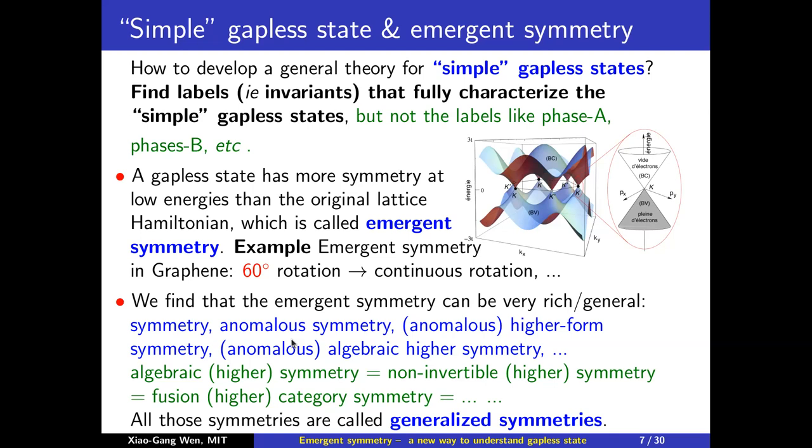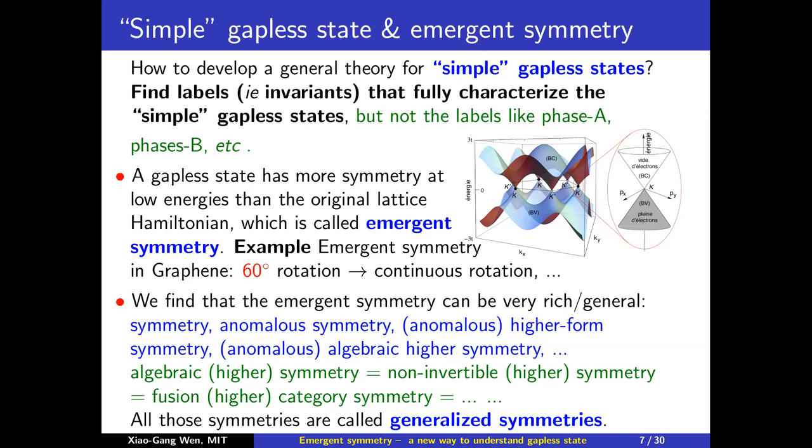Although the largest symmetry is always described by a group, emergent symmetry can be much more general. This so-called algebraic higher symmetry has many different names. It's a new concept, so different people give different names. It's also called non-invertible symmetry, or fusion category symmetry, and things like that. Okay, so we call all this symmetry generalized symmetry. That is a recent development.